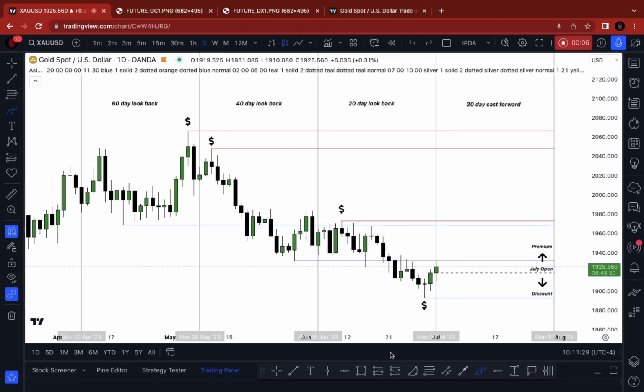Welcome to July. This is your first daily update for gold versus US dollar. This is the second time I'm tracking gold this year for a month. I think I did gold in February. Now I'm doing it again here for July.